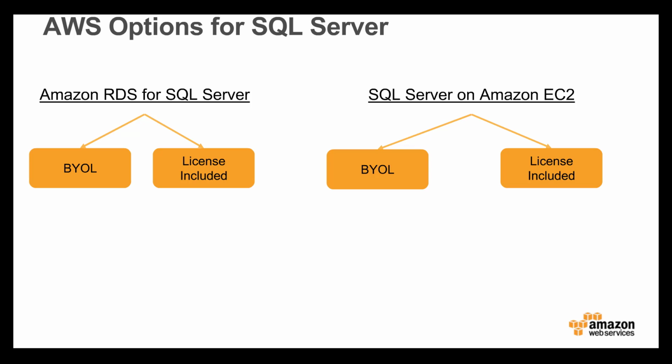On the other hand, Amazon EC2, which stands for Elastic Compute Cloud, lets you run your SQL Server where you have full control over the instance. In either case, you can bring your own license or buy your licenses from AWS, which is called License Included. For example, when you launch an Amazon EC2 instance, you can choose one of our AMIs with Windows Server and SQL Server. In that case, your hourly instance cost includes the software licenses for both.